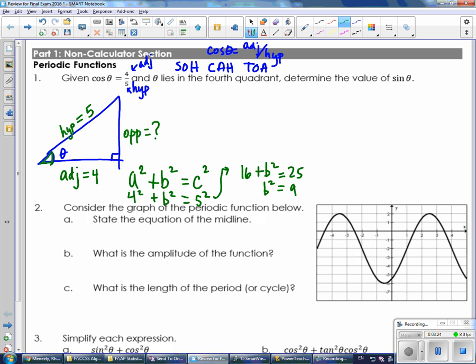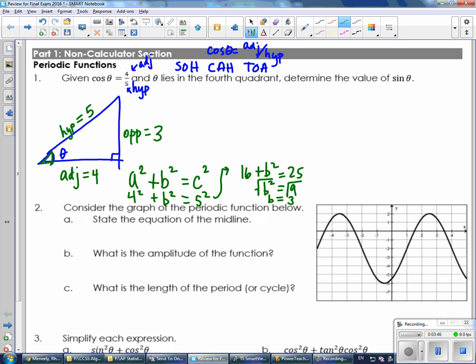Now remember, that is my opposite side squared. So if I want to find the length of my opposite side, I have to take the square root of that. And so I get that b is equal to 3. So my opposite side has a length of 3. And this is actually one of your special right triangles. The 3, 4, 5 triangle is one of the special right triangles that you guys learned about in geometry.